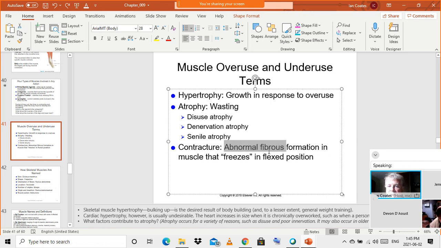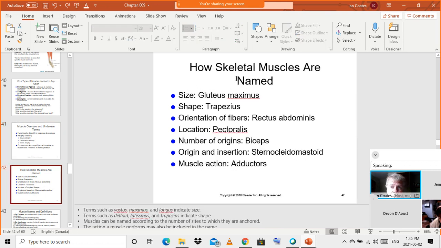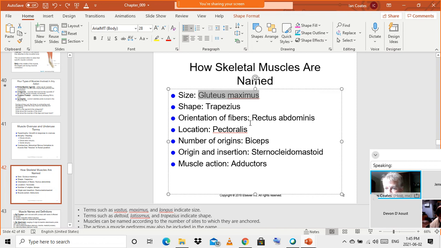Contracture: abnormal fibrous formation in the muscles that freezes in a flexed position. That can be dangerous. How skeletal muscles are named: it's all shapes and sizes. The size, gluteus maximus. Shape: in the middle of your back there, your trapezius, these guys on the top of your shoulders, they look like trapezoids. Orientation of the fibers: here we have the rectus abdominis, these are your abs. Your pecs, chest muscle, pectoralis major and minor.